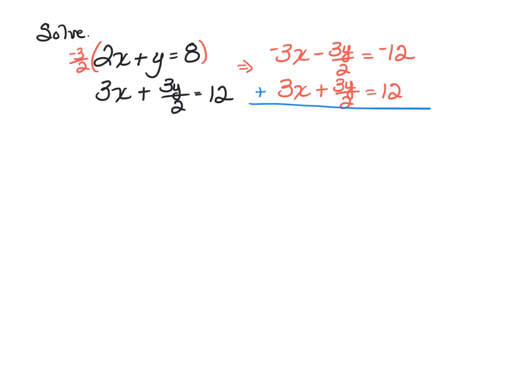And if you start to look at this, -3x and +3x, that eliminates. -3y over 2 and +3y over 2, that adds up to 0. They eliminate. So there's a 0 on this side. And over here we have -12 plus +12, which is also 0. So we end up with a true statement, 0 equals 0, and therefore this system of equations has an infinite number of solutions.